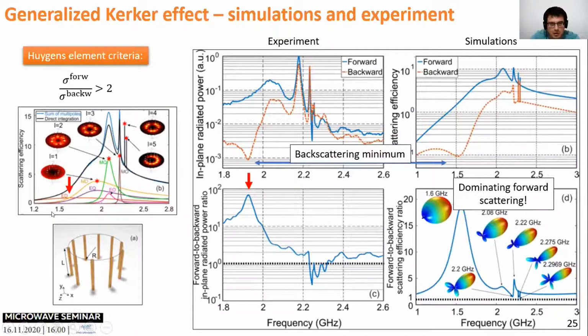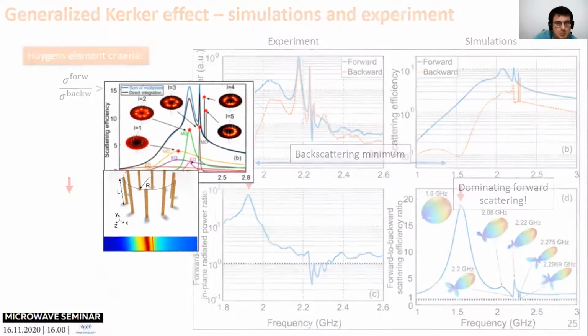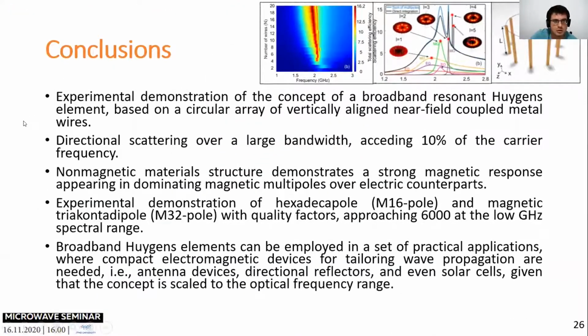And also at this point, you can see in the multipolar decomposition analysis that the amplitudes of the multipoles at this point are of the same order of magnitude. That's why you have this point around 1.8 in the experiment, where you have a strong forward scattering from the structure. So coming to the conclusions, in this work we demonstrated experimentally the concept of a broadband resonance Huygens element based on a circular array of vertically aligned wires.